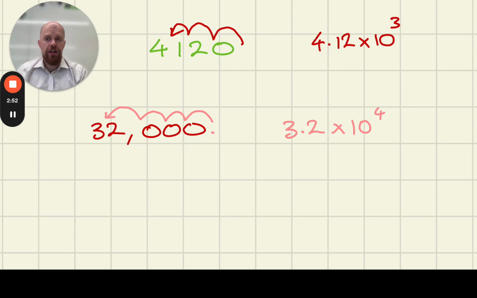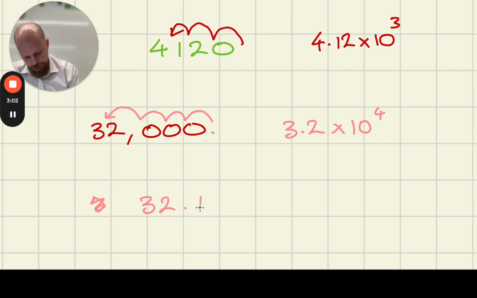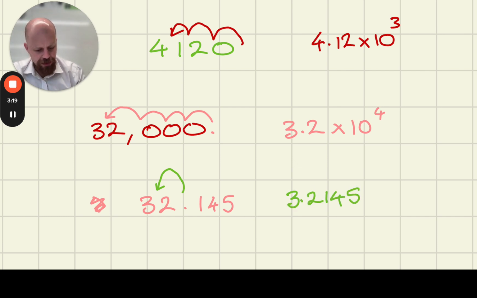But what if you're dealing with a number that has a decimal point in the middle? Let's say we were dealing with 32.145. Now, don't forget, standard form is a number which is between 1 and 10. So 32 is way too large. But if I move the decimal point once over, and I got 3.2145, that'd be just times 10 to the power 1, because I moved the decimal point just once. So that's how you write large numbers in standard form.